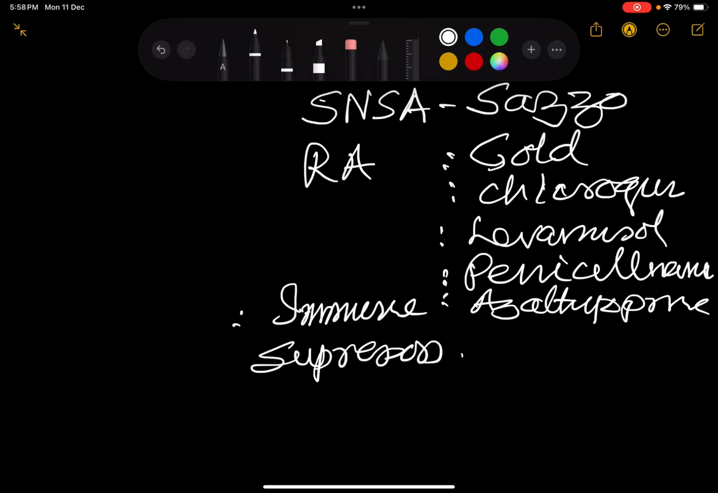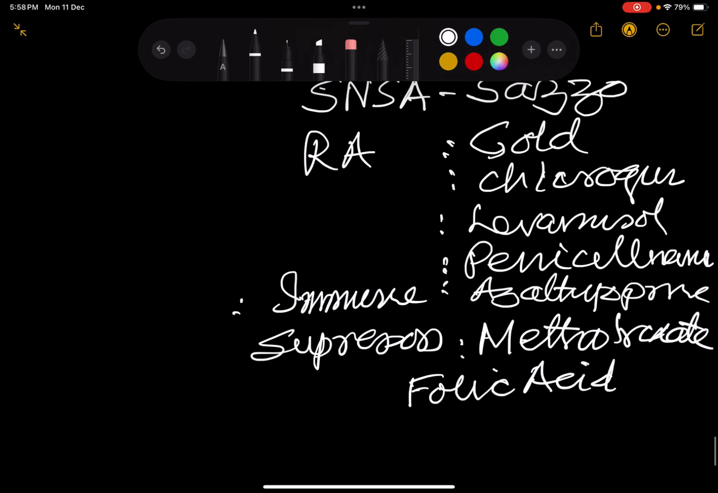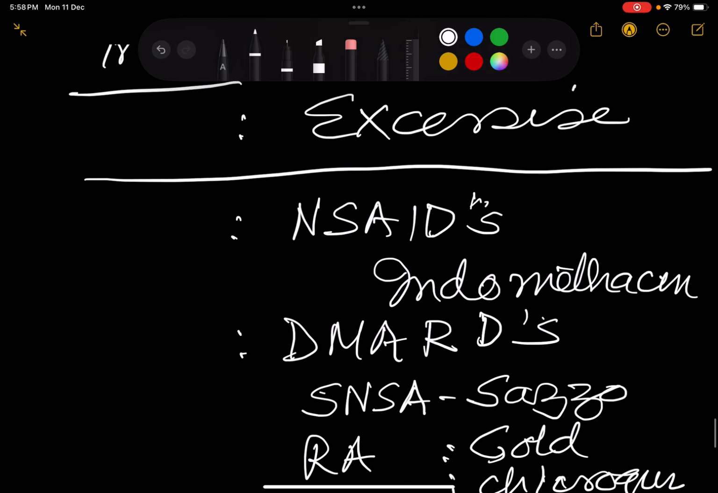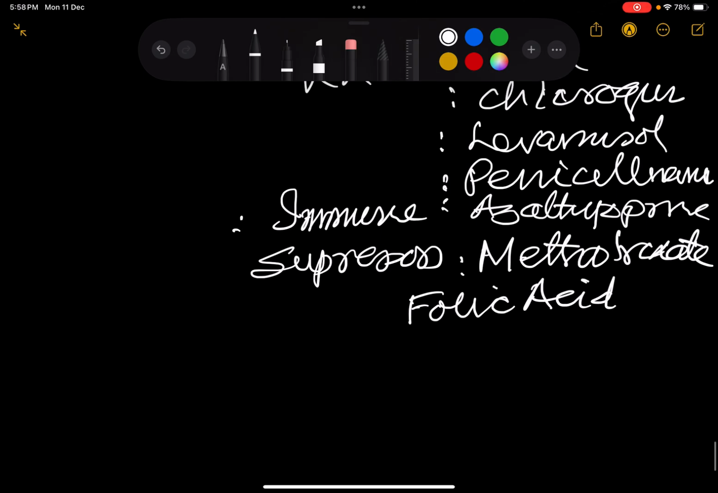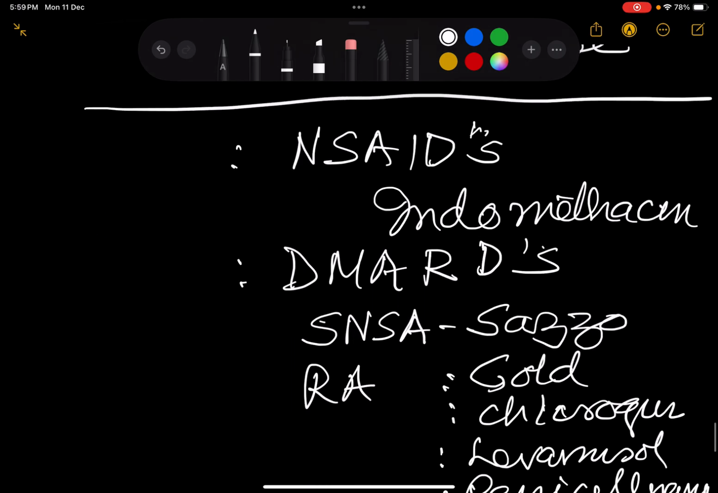And these immune suppressors are methotrexate. And you may have to supplement methotrexate with folic acid to prevent its toxicity. So the basic thing is heat and exercise and NSAIDs as needed, whether NSAID or DMARD or immunosuppressors.